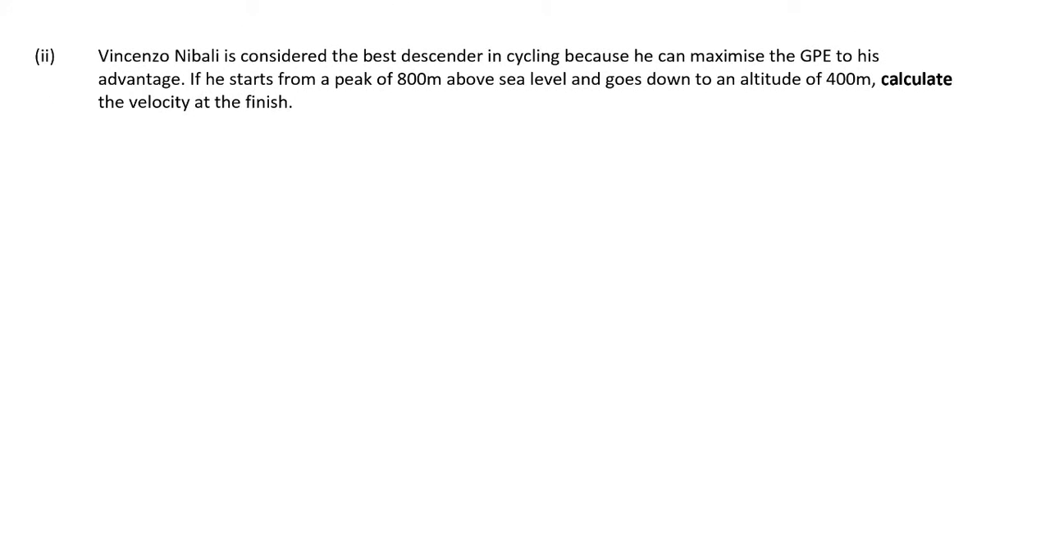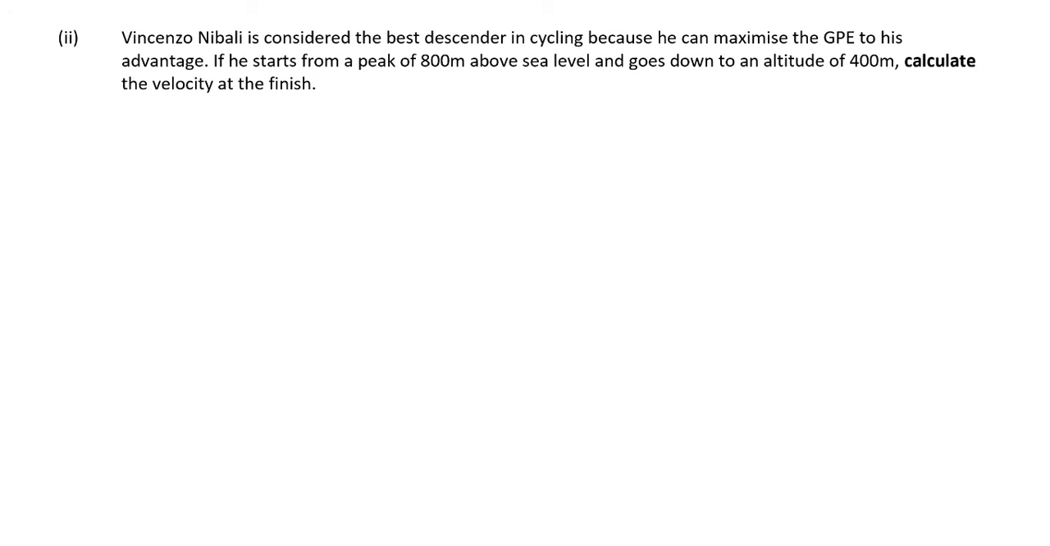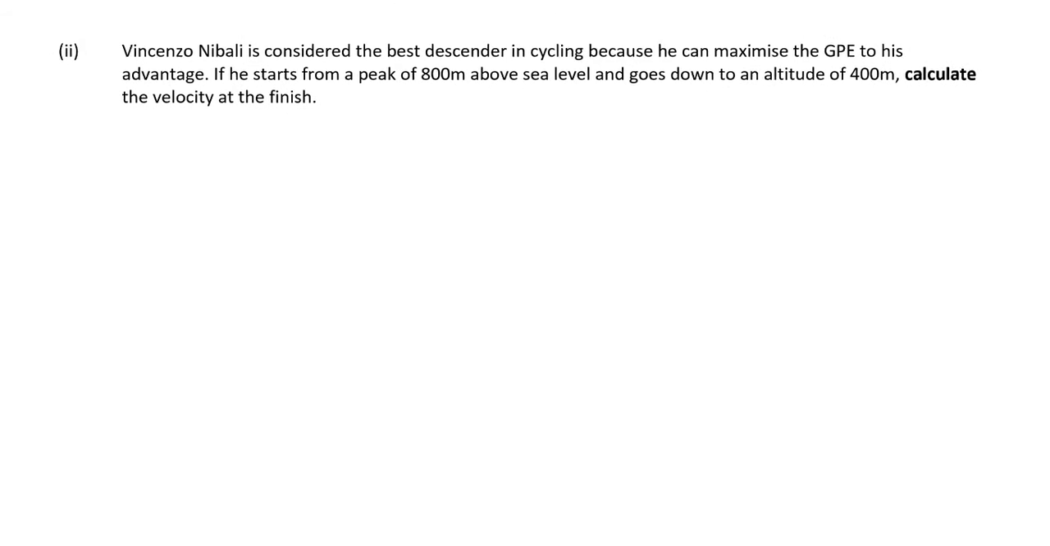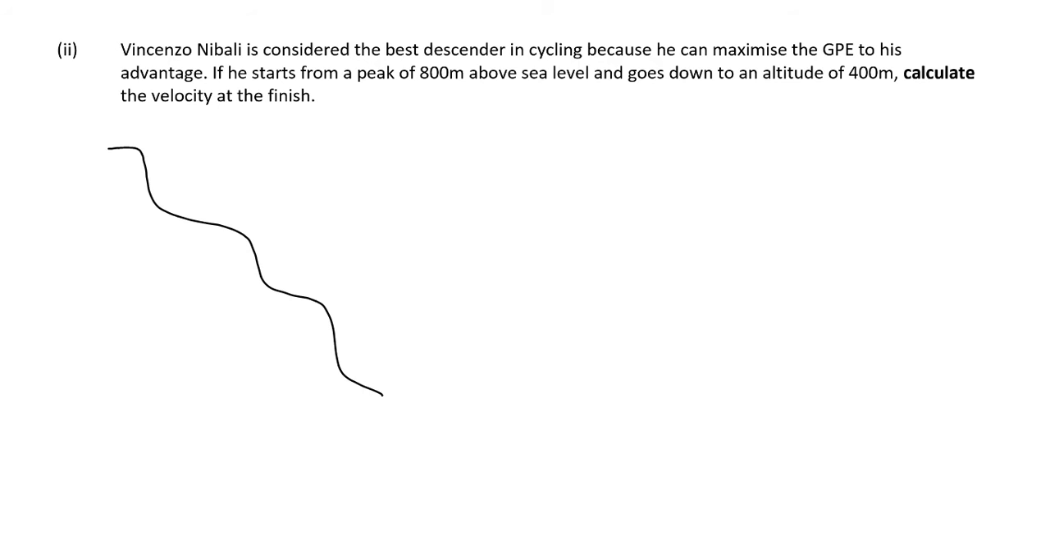So Nibali is a different cycle rider, so he's not a sprinter, he's one of the general classification riders, and he's generally considered a good descender, so he can go downhill. So essentially he's going to be using the GPE to his advantage. You can see it's like coming down a mountain. So we know that this is 800 meters, and the end is 400 meters.